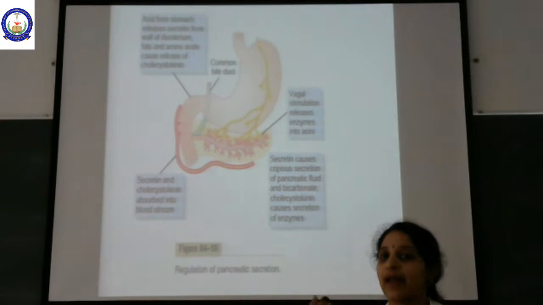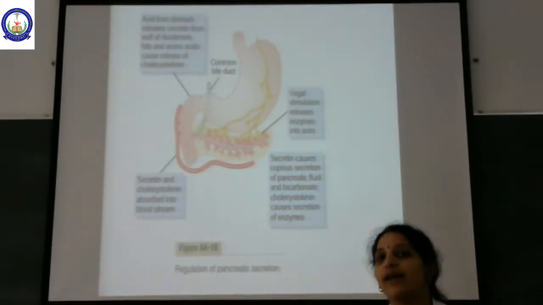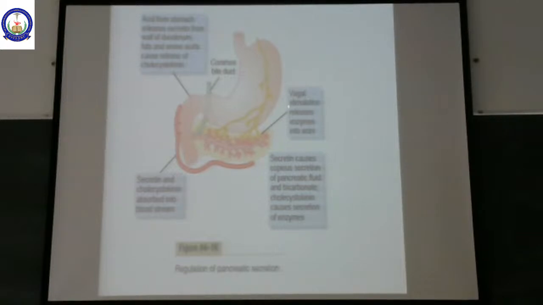Cholecystokinin is going to enhance the secretion of various enzymes required for digestion. Okay. Now, this and also various stimulation increases the release of enzymes in the acidity. So these are the stimulators of secretion from the stomach. This is the gastric phase of pancreatic juice secretion.